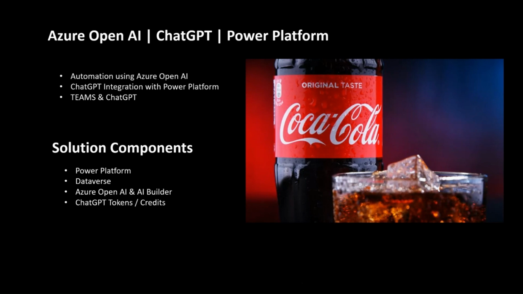So that gives you the facility and features to stay within Power Platform, rather than having to go to the third-party ChatGPT website to get those insights. The solution components used in this demo are ChatGPT tokens, Azure AI Builder, and OpenAI services, premium connector with Dataverse, and Power Platform. Let's move on to the demo and see how it all works together.